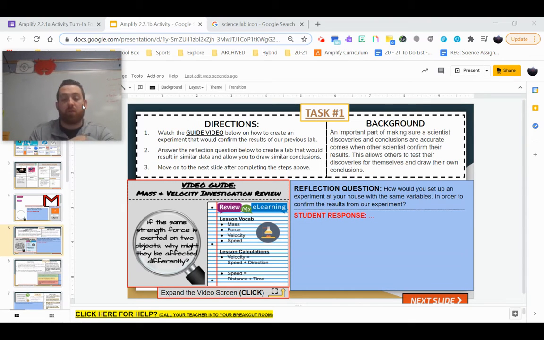But our lab this time around was a little different. Now we were applying the same force to two different objects to see what's going on with an object's velocity when we apply the same force to two very different objects. And as we did that, we really explored all these big ideas.